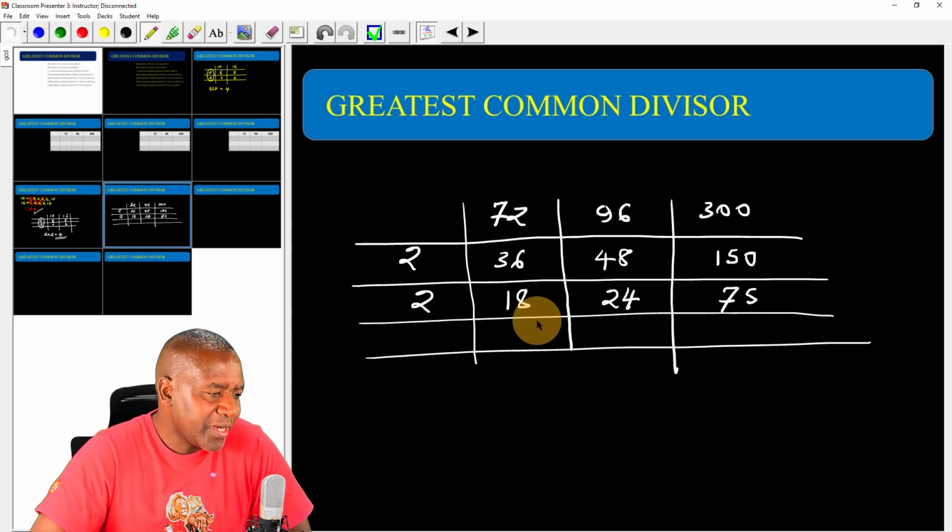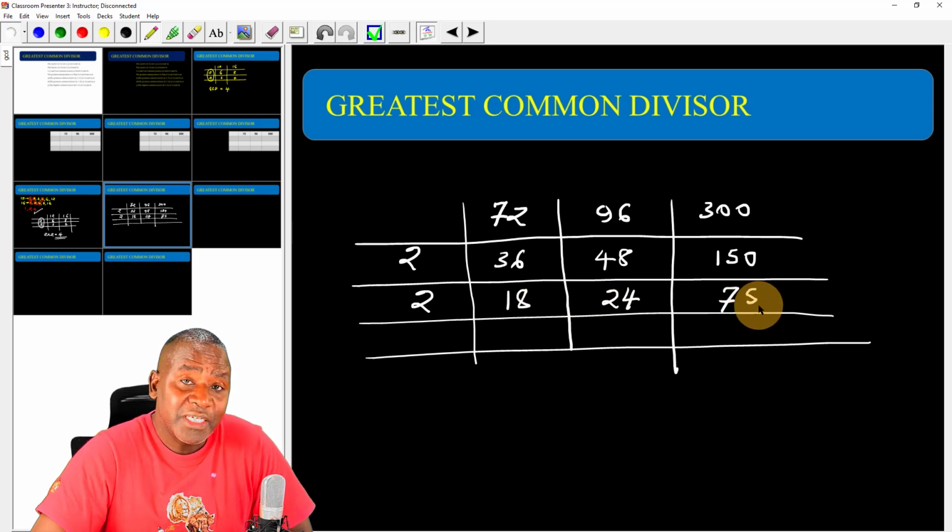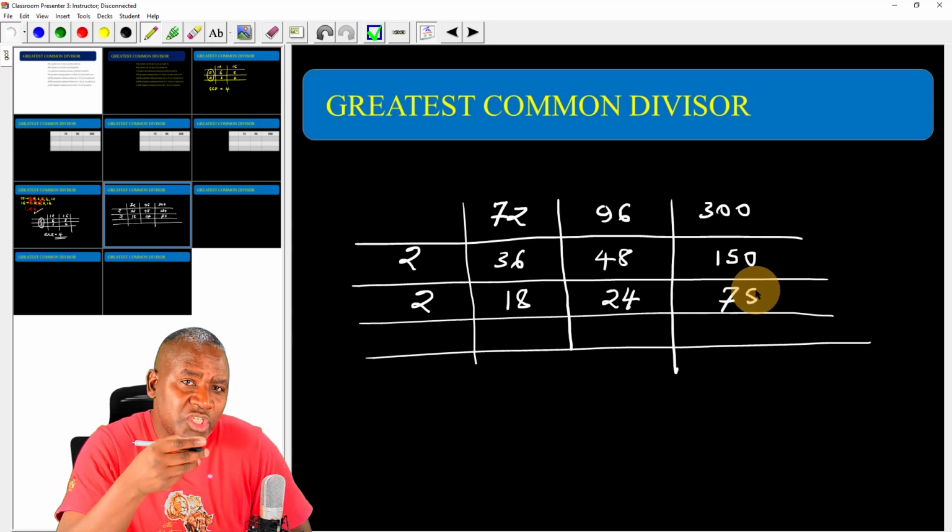Can 2 further divide these numbers? It can divide 18, it can divide 24, but it can't divide 75 because the last digit of 75 is neither even nor 0. So it is odd. So 2 cannot divide that. So I check the next number, which is number 3.